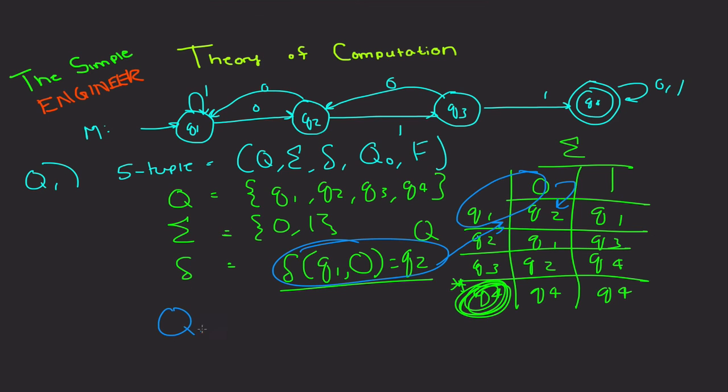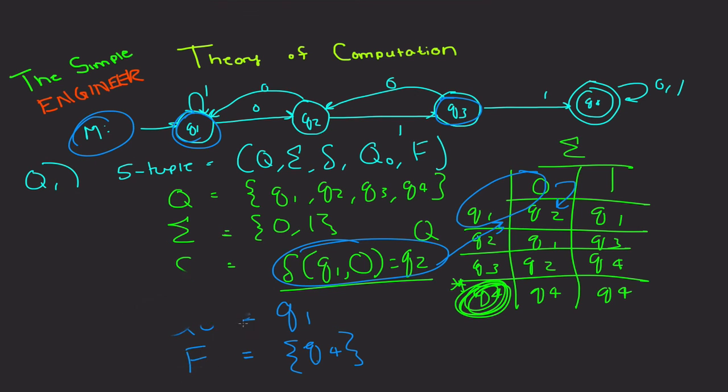Next we have Q0, which is the start state. We know that we start at Q1, so we just put Q1 there. And then F is going to be the set of final states. In this example, we only have one final state, so we just write the set containing Q4. So this is the set of final states right here. If Q3 was double circled, then we would have the set Q3, Q4. So this is again the 5-tuple DFA breakdown that describes this DFA M.